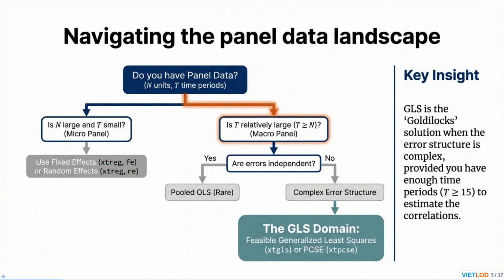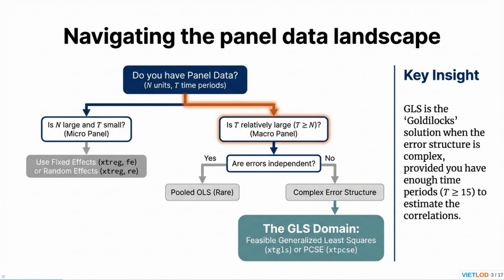This decision tree is your guide to selecting the most appropriate estimator for your panel data, starting with the fundamental dimensions, the number of units, n, and time periods, t. If you have what we call a micro panel, characterized by many units but very few time periods, large n, small t, your best course of action is typically to use fixed effects or random effects models, implemented in Stata with xtgls. These are excellent for addressing unobserved heterogeneity.